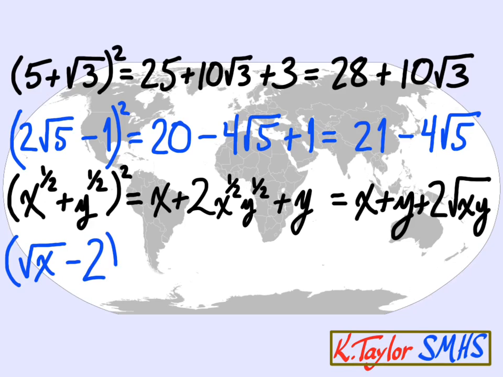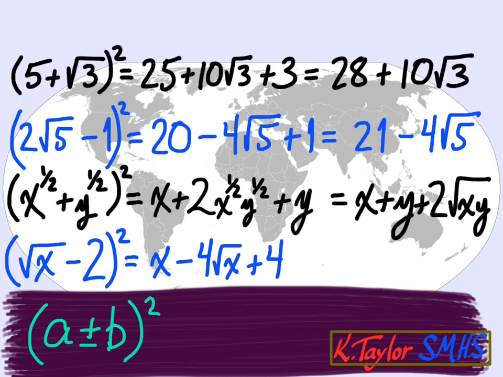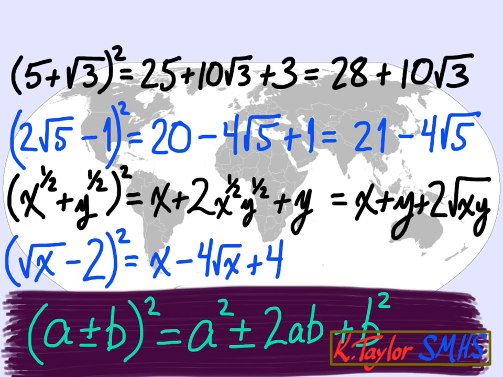Here's another one: (√x − 2) squared. That binomial squared is going to give you x minus 4√x plus 4. Folks, the structure is the same no matter what the things are in the binomial, and it's always in this form here: (a ± b) squared always equals a squared, then plus or minus, depending on what's inside the binomial, 2ab, and then plus b squared. That's always positive, folks. The structure is the same, always, always, always the same.